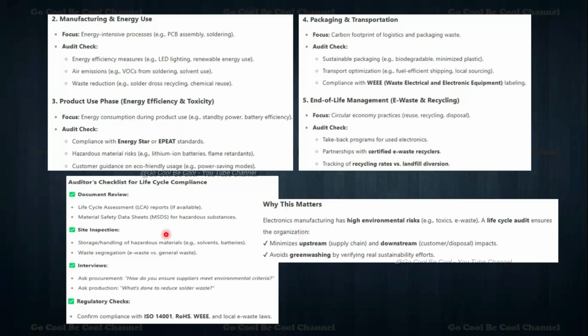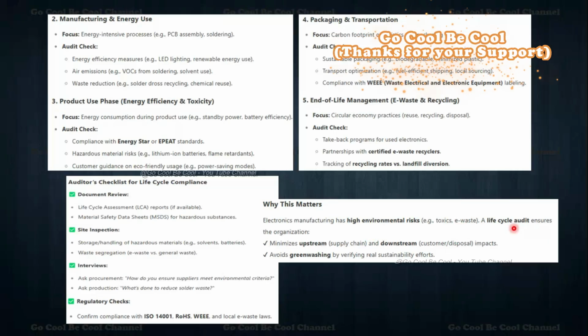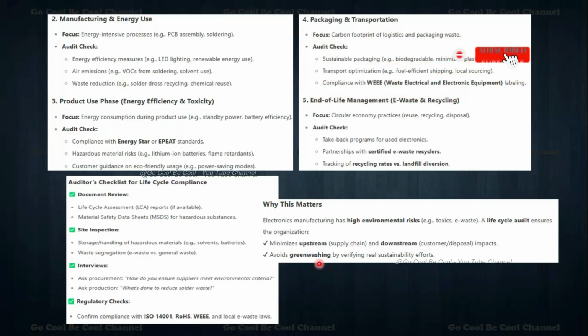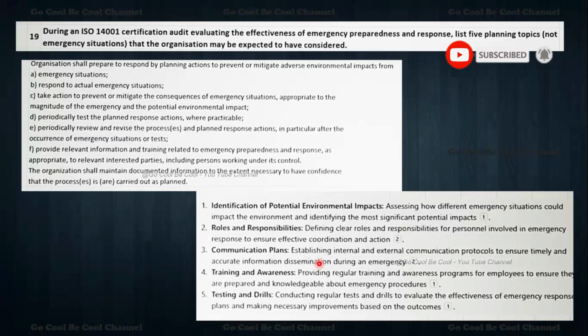Before that, we have to go for this audit checklist for life cycle compliance: document review, site inspection, interviews, regular checks. So confirm compliance with ISO 14001, RoHS, and then WEEE. Why does this matter? Electronics manufacturing has high environmental risk. Why? Toxic e-waste. The life cycle audit ensures the organization minimizes upstream supply chain and downstream impacts, avoids greenwashing, and verifies real sustainability efforts.